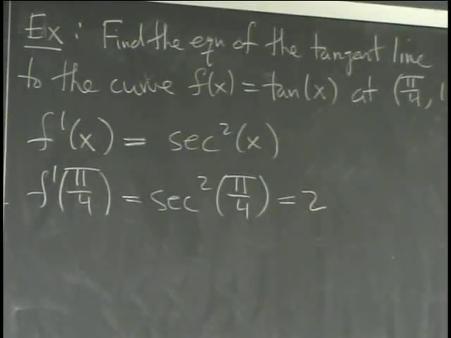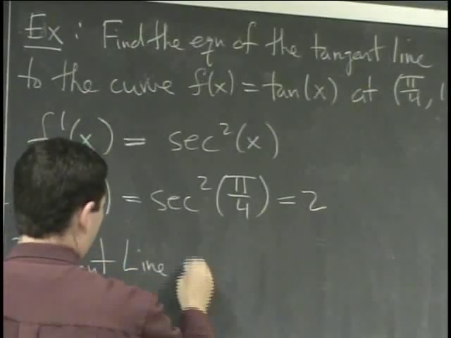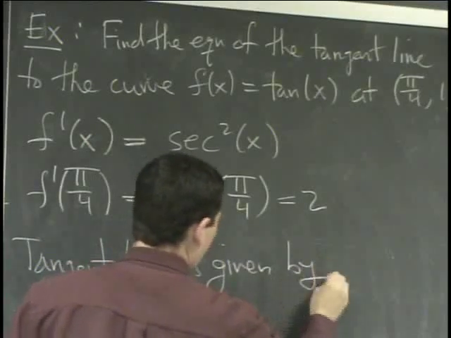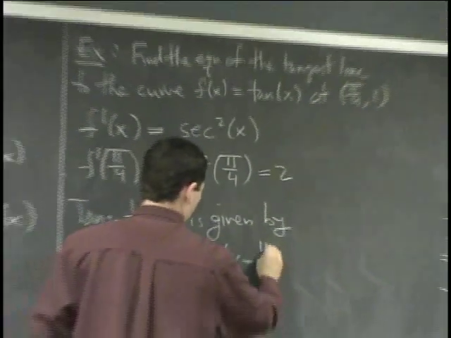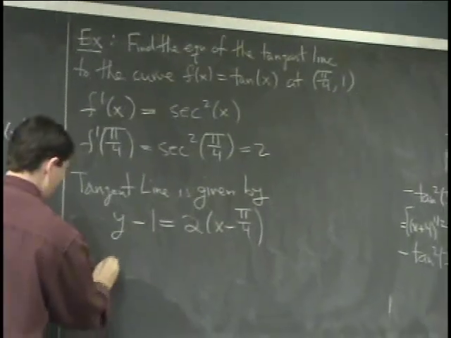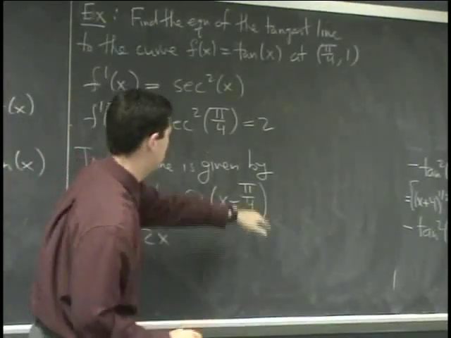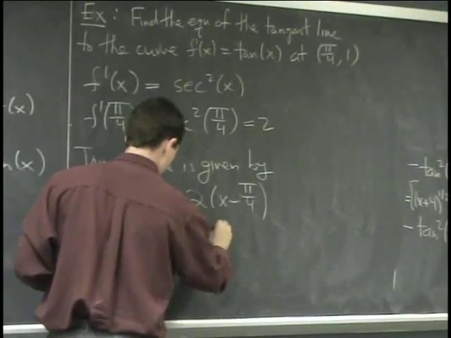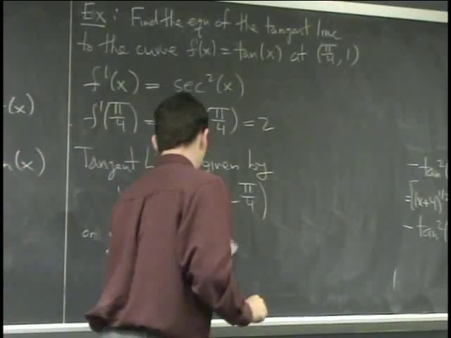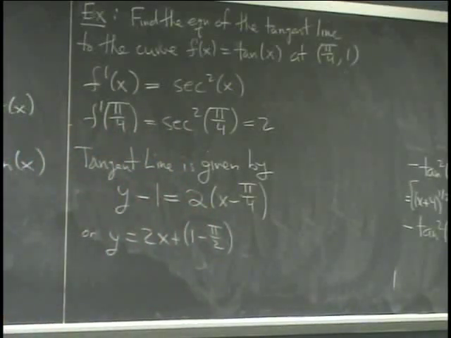We have a slope. So our tangent line is given by y minus 1 equals 2 times x minus pi over 4, or y equals 2x, and let's see here, you get minus pi over 2 plus 1. Or maybe I would probably like to write this as plus 1 minus pi over 2. Not sure why I'd like to write it that way.